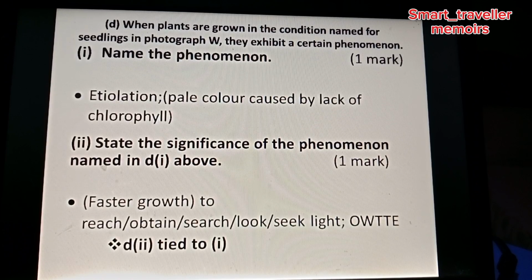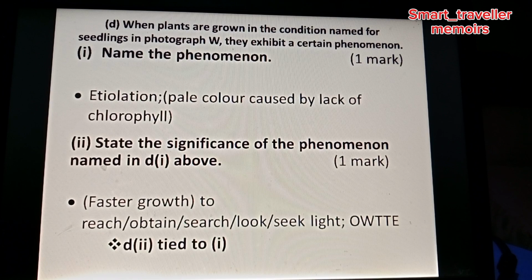When plants are grown in the condition named for seedlings in photograph W, they exhibit a certain phenomenon, and the phenomenon is known as etiolation, which is pale color caused by lack of chlorophyll. That's just to confirm, but you just say etiolation.